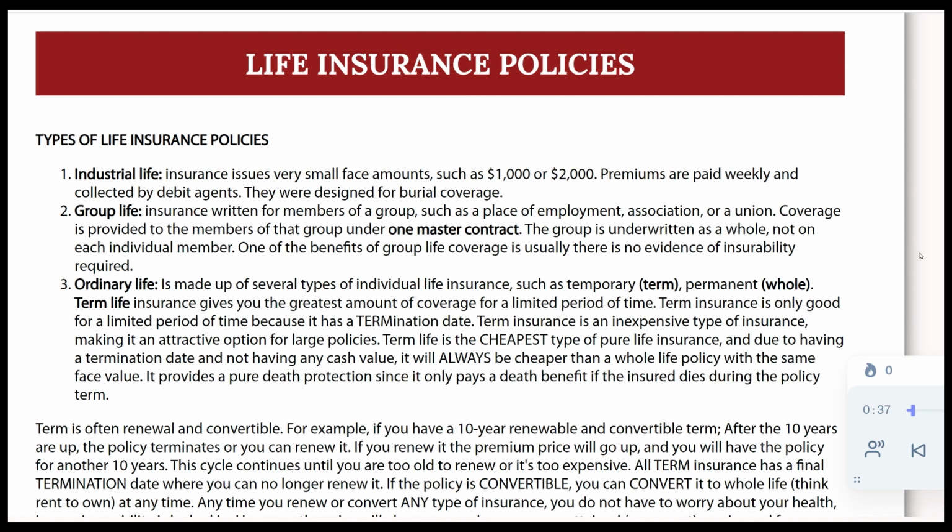Ordinary life is made up of several types of individual life insurance, such as temporary term and permanent whole life. Term life insurance gives you the greatest amount of coverage for a limited period of time. Term insurance is only good for a limited period of time because it has a termination date. Term insurance is an inexpensive type of insurance, making it an attractive option for large policies.